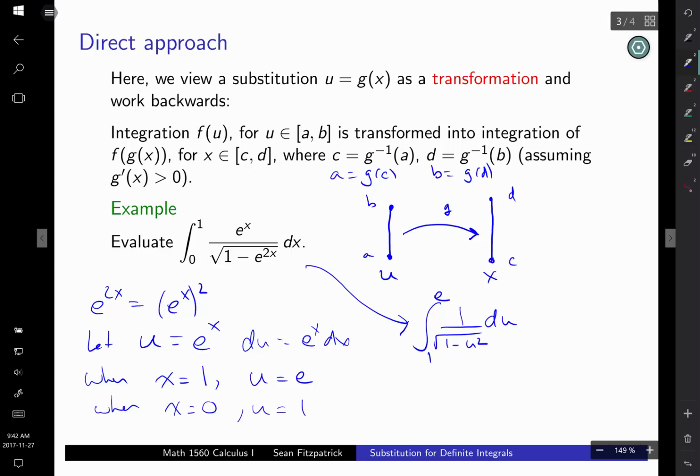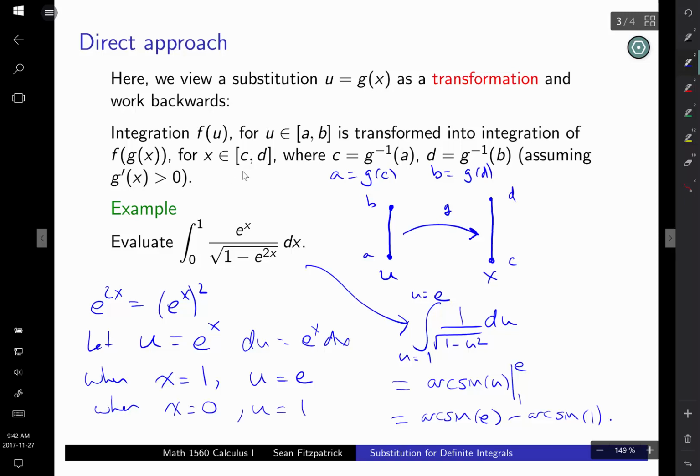Okay, and so now I can say, all right, well, what is the integral for 1 over square root of 1 minus u squared? Oh, that is arc sine. So this becomes arc sine of u. And now these limits are with respect to u, right? U equals e, u equals 1. And so I can just plug those in, the integral from 1 to e. And so I get arc sine of e minus arc sine of 1 as my definite integral.